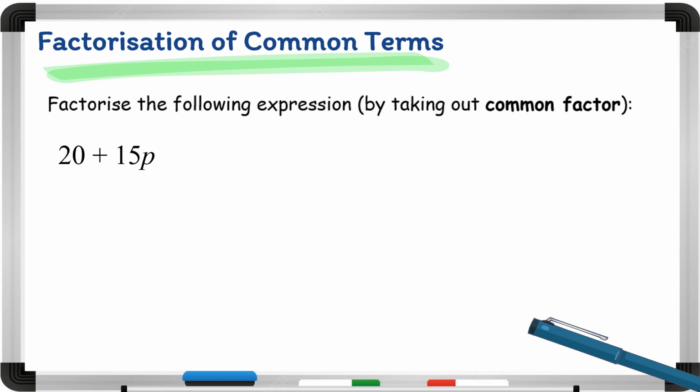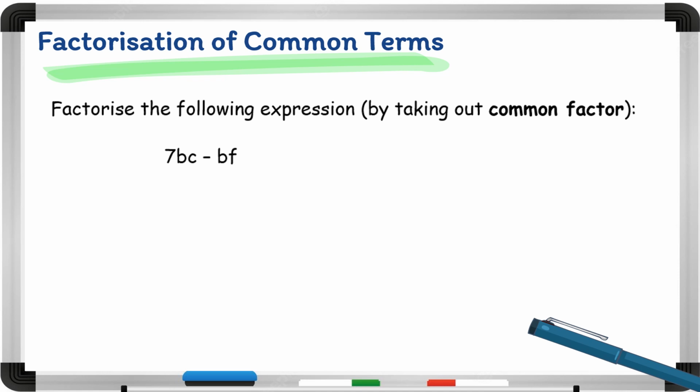Now we will factorize out the expression 20 plus 15p. The common factors come from these two numbers, 20 and 15. And the common factor is 5. So we will divide out the 5. 20 divided by 5 will give us 4. The operation is plus. 15p divided by 5 will give us 3p. And that's how we factorize out the common term.